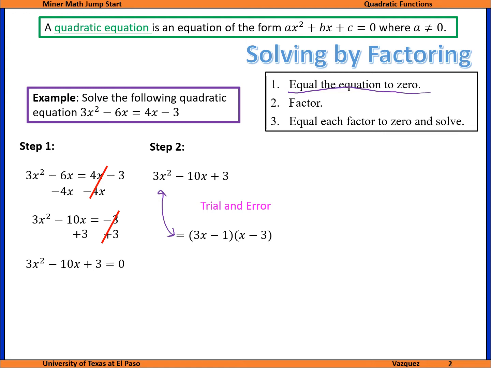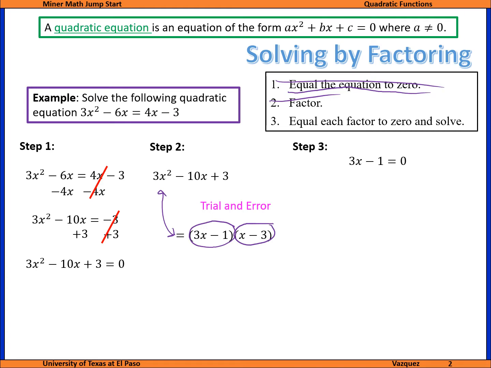So that's step 2. We took care of step 2. We'll cross that one out. We'll cross step 1 out. All that's left is to set each factor equal to 0 and solve. So what are the factors? The first factor here is 3x minus 1. The second factor is x minus 3. So we're going to go ahead and set those equal to 0. 3x minus 1 equals 0.